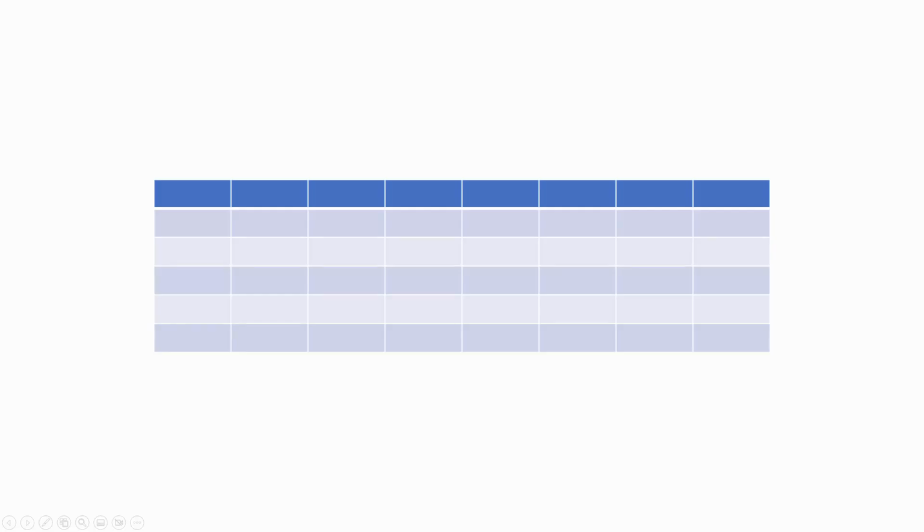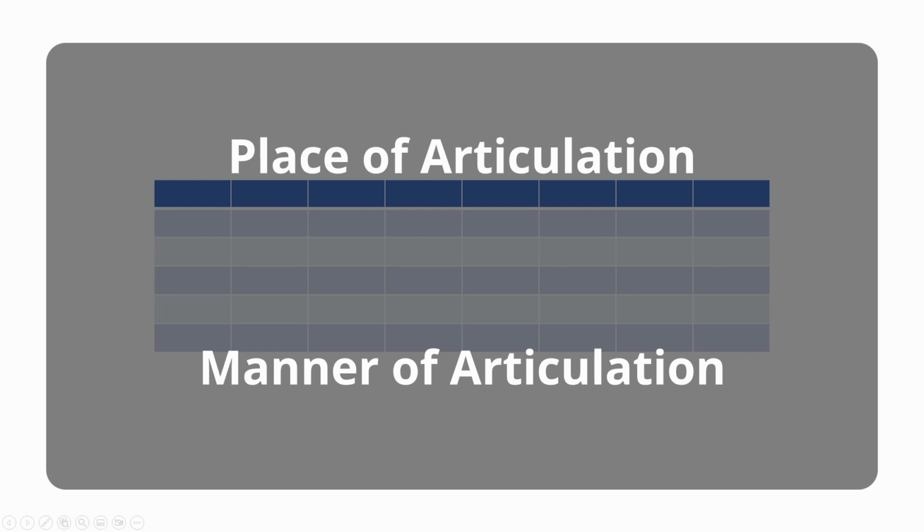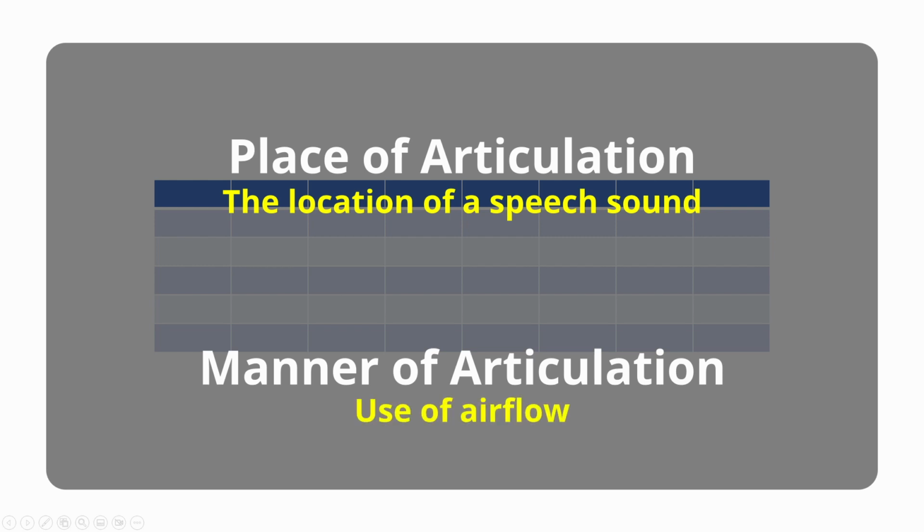The categories that I will largely focus on are place of articulation and manner of articulation. Place denotes the location within the oral cavity, or the mouth, that a speech sound is made, while manner denotes the way in which airflow is altered to produce a sound.